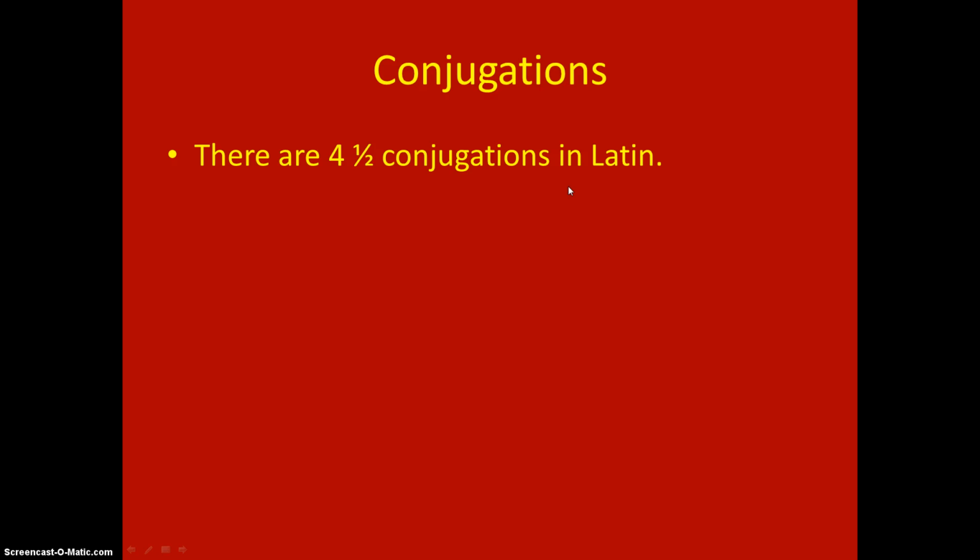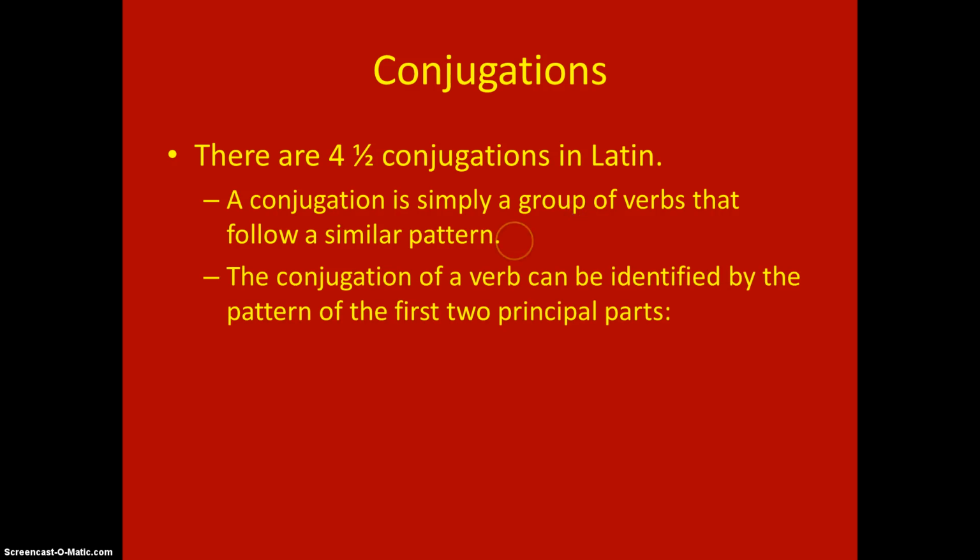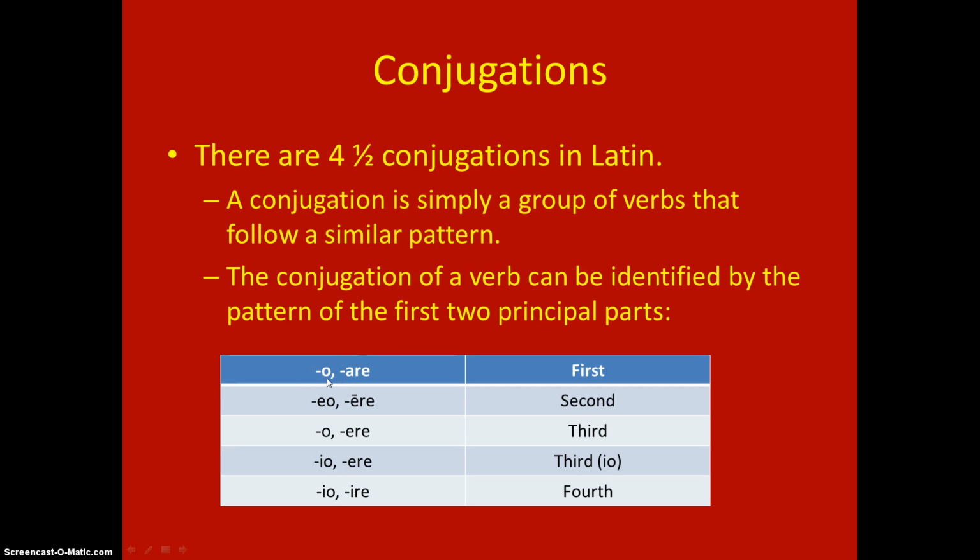Alright, conjugations. A conjugation is just a group of verbs that follow a similar pattern, and Latin has 4.5 of them. You can identify the conjugation by looking at the first two principal parts. If they end in O and ARE, then that verb is first conjugation. If they are EO, then long ERE, the verb is second conjugation. If it's O and short ERE, the verb is third. IO, short ERE, the verb is what we call third IO. This is that half conjugation we mentioned. And if it's IO, IRE, that verb is fourth conjugation.